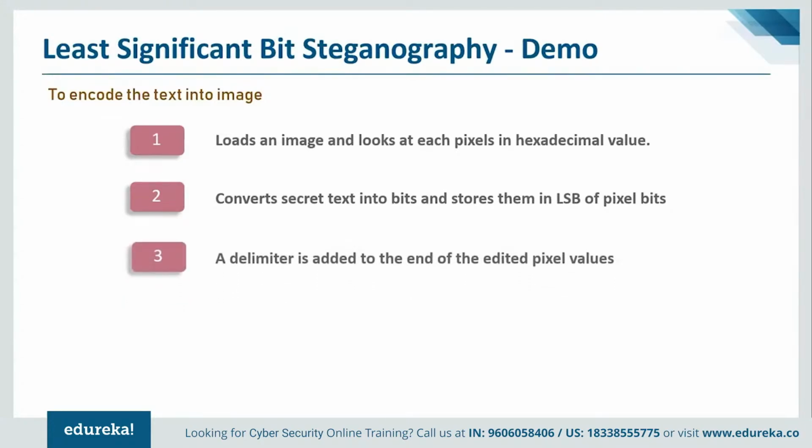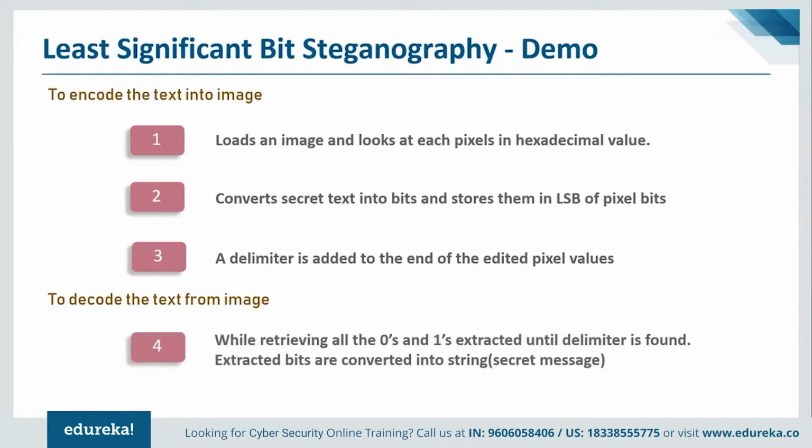After the message is embedded into the image, the program adds a delimiter to the end to determine when the text ends. So here ends the encoding process. Suppose you want to retrieve the data, then the program extracts all the zeros and ones from the stego image until the delimiter is found, and there goes our secret message. So these are the steps we'll be performing in the program. To summarize, it takes our image and converts it into hexadecimal values, it takes our secret text and converts it into its binary value, then replaces the LSB of the cover image with the bits of the secret message. Once it does that, it adds a delimiter at the end so that we know this is where the text ended. This is how encoding is done.